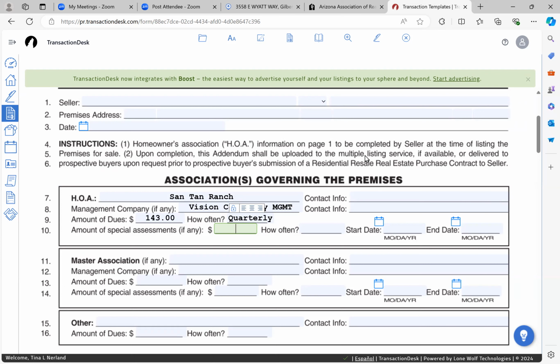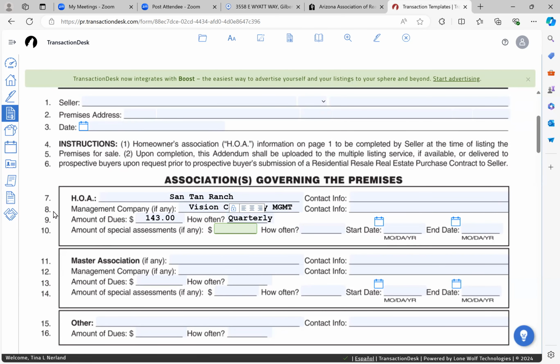Assessment is very common with condominiums. Maybe they're going to be replacing the roof, or maybe they did replace the roof, and so they have some kind of separate assessment. That's a monthly fee that they're going to charge. And if so, how often, how much, and when it starts and when it ends, because there should be a start and an end date to a special assessment.